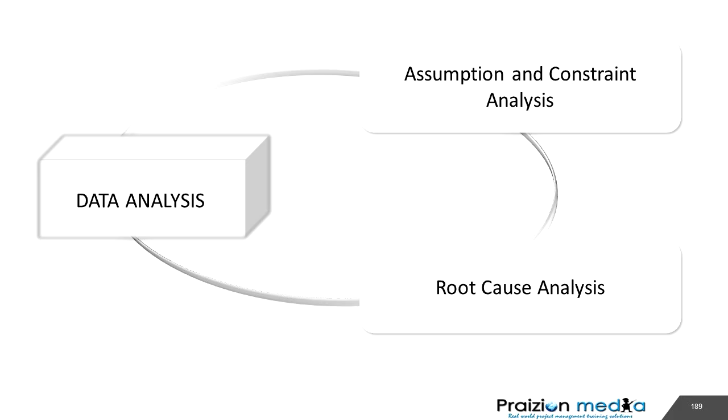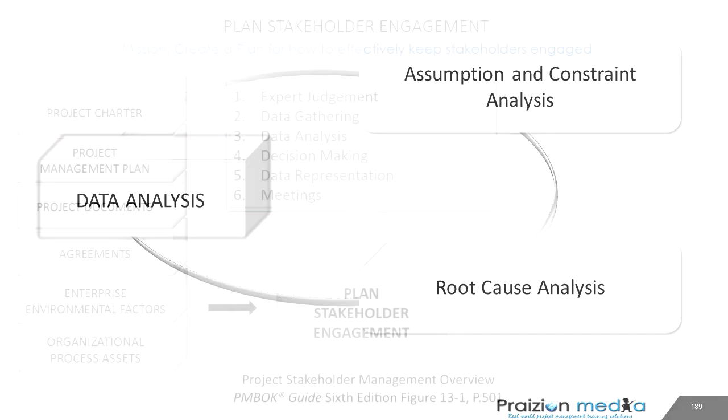Our next tool and technique is data analysis. Under data analysis, we could have assumptions and constraint analysis to ensure that these assumptions and constraints are indeed valid. We could have root cause analysis to identify the underlying reasons for a poor level of support, or maybe even a high level of support of stakeholders. And we can use this information to choose the appropriate strategy to get them engaged as we need them to be on the project. Our next tool and technique is decision making.